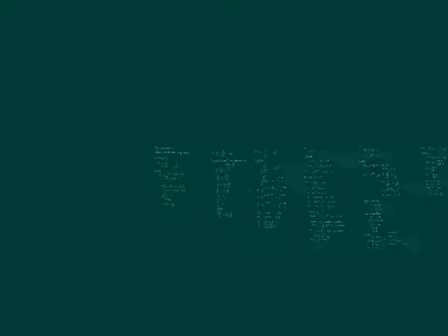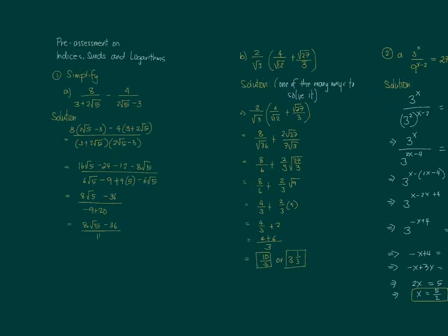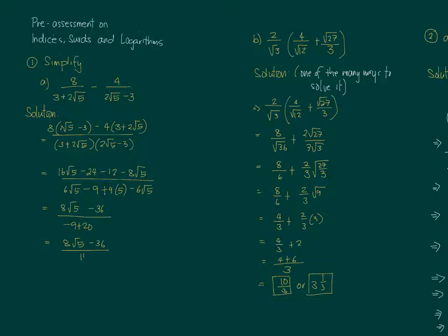Okay, so in this video, I'm going to explain the solutions to the items that came out during the pre-assessment. So we'll start with question number 1. So in question number 1, we have two items, A and B.